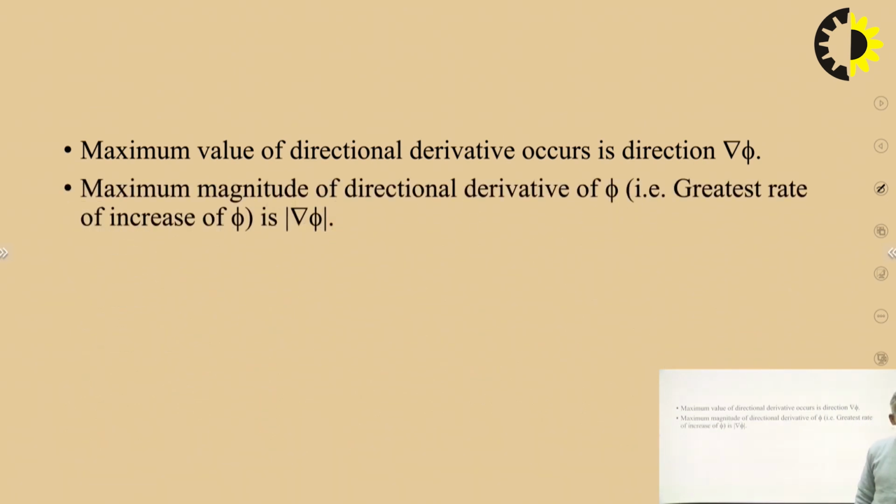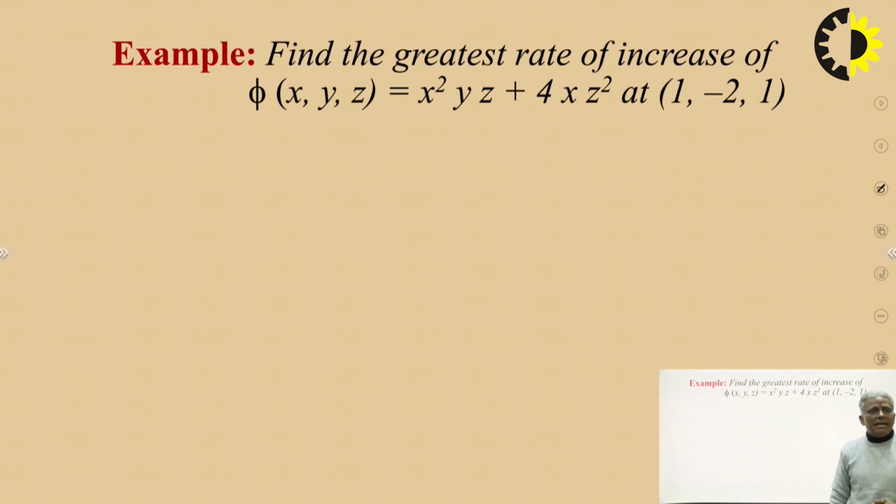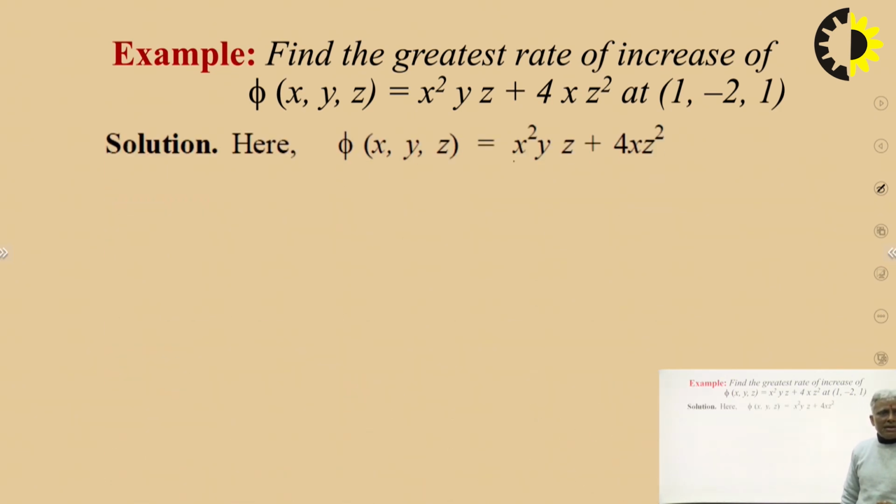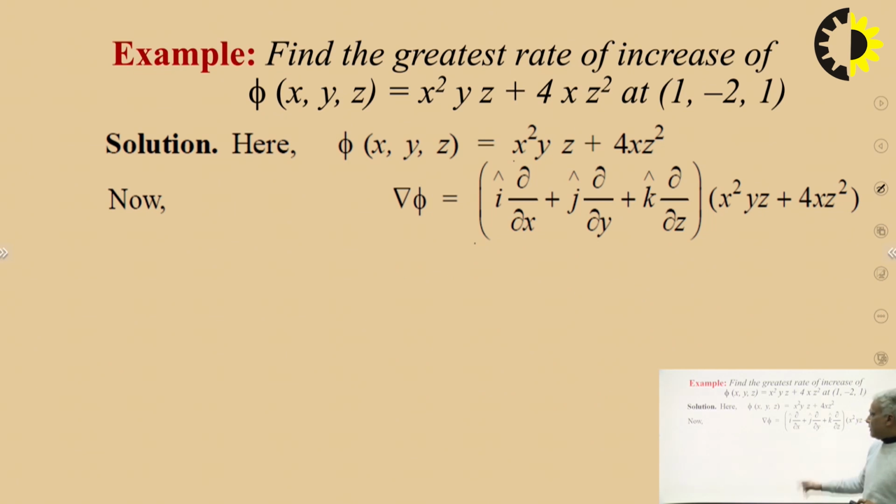The maximum magnitude of the directional derivative of phi is known as the greatest rate of increase and is denoted by the magnitude of del phi. Students, keep in mind, this plays a very important role in our engineering and technology. When we calculate the maximum magnitude, that means the magnitude of the gradient of phi, we find the greatest rate of increase. I consider an example here. How to calculate? I elaborate it. First of all, I calculate phi, right? This is the given function, and after this I calculate the gradient, that means the normal to the surface, with the help of this and this.